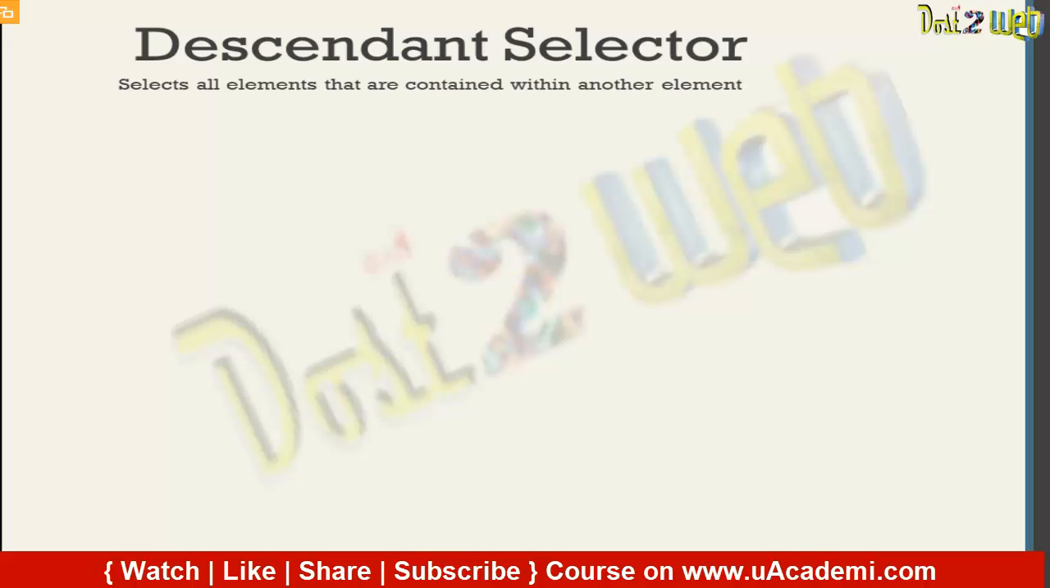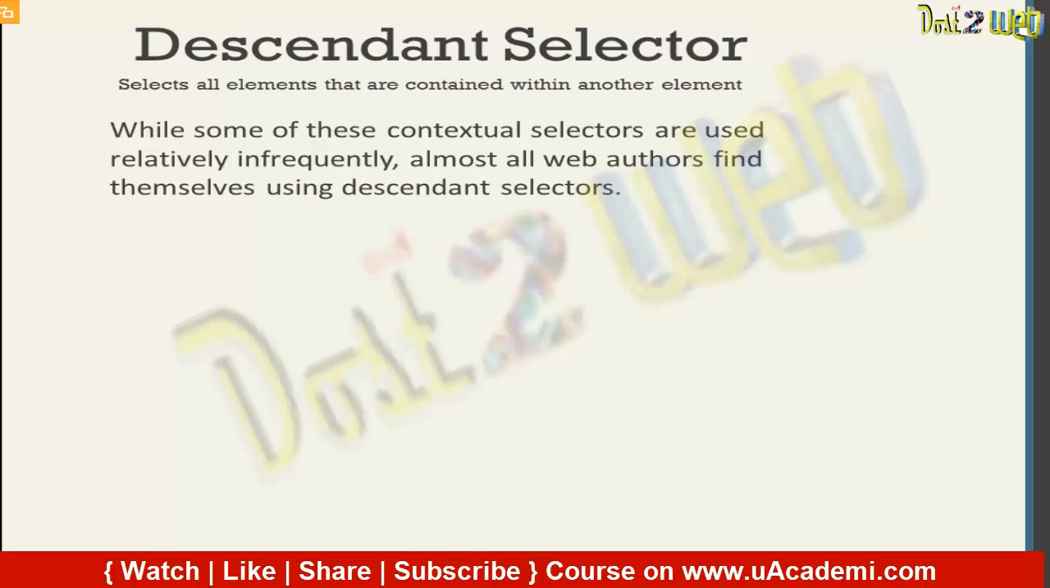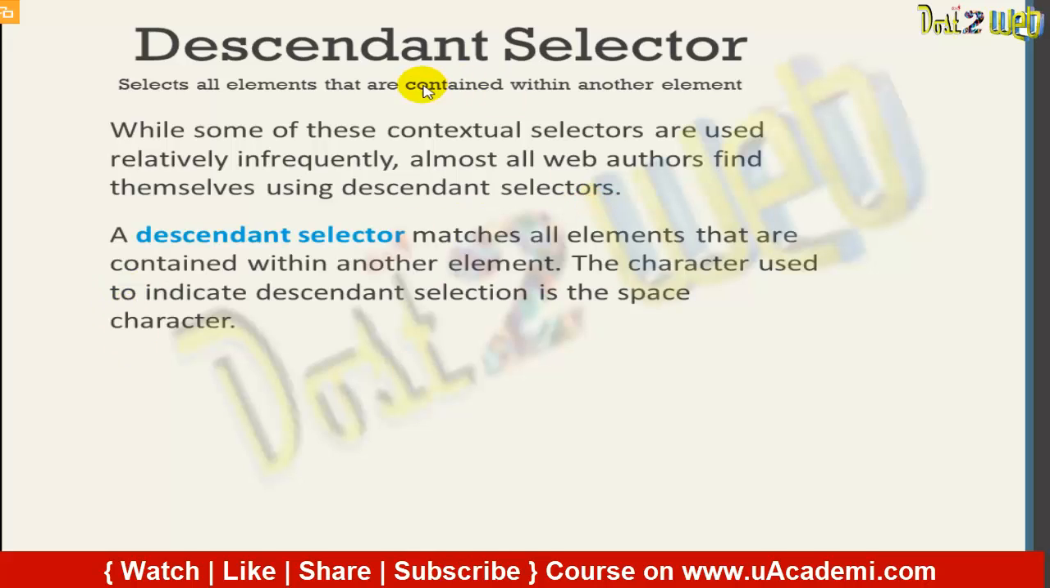Next, as we have seen, the descendant selector. While some of the contextual selectors are used relatively infrequently, almost all web authors find themselves using the descendant selector. What is that descendant selector? It will match all the elements that are contained within another element. The character used to indicate descendant selection is a space character. Simply you have to use the space character.